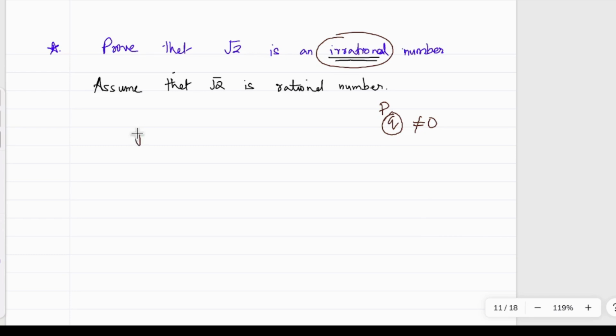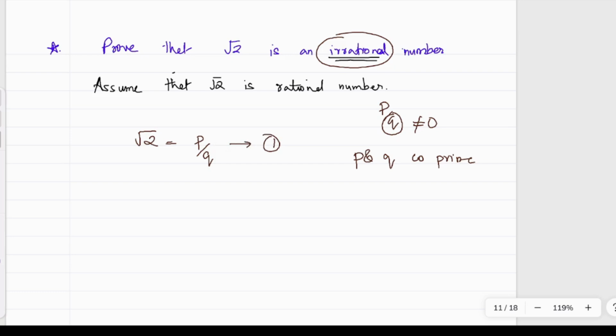So here I can write root 2 equal to p by q, right? Where p and q are co-prime also. P and q are co-prime means what? Co-primes are those numbers which have no common factor other than 1. Two numbers that have no common factor other than 1 are known as co-prime. So here p and q are co-prime means they both have only 1 as a common factor. So now let this be my equation number 1.